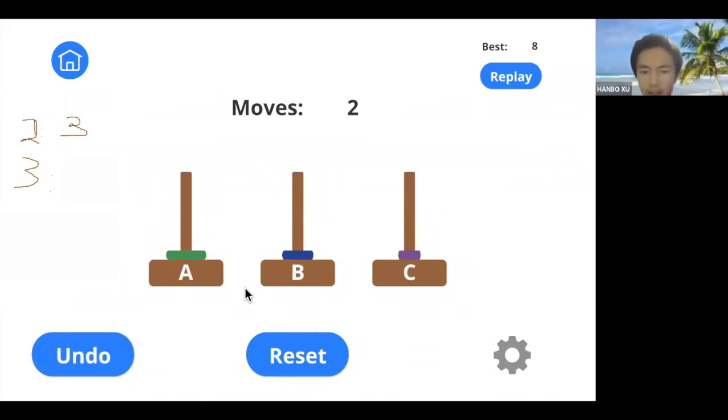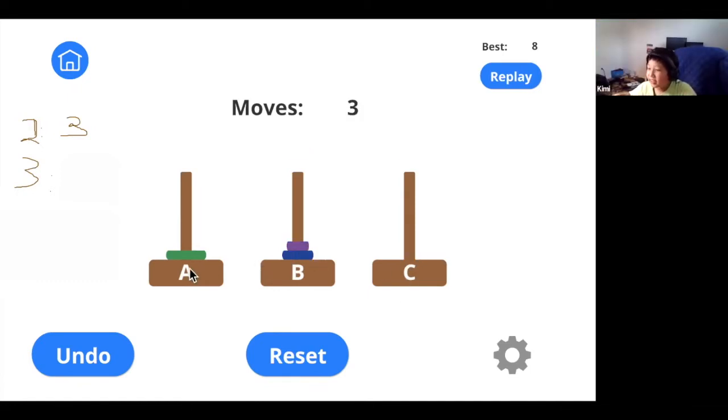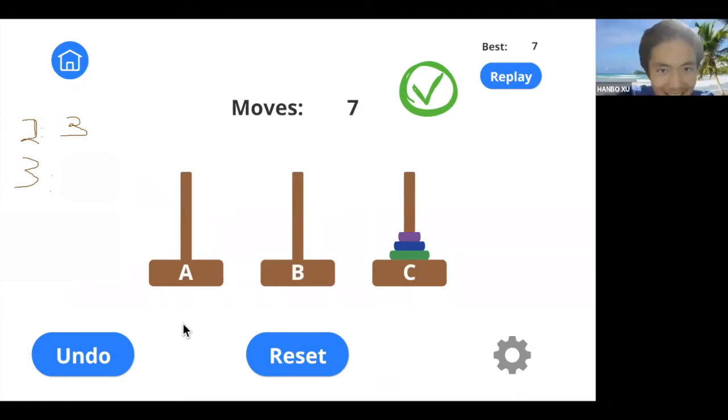Just notice how peg C right now has a purple ring, right? So you want to move the green one to peg C, but right now there's something blocking it. So what do you think is the best possible way to deal with this? I got it. C to B. Yep. A to C, purple ring to B, purple ring to A, actually, B ring to C, A ring to C. Good job. You got it.